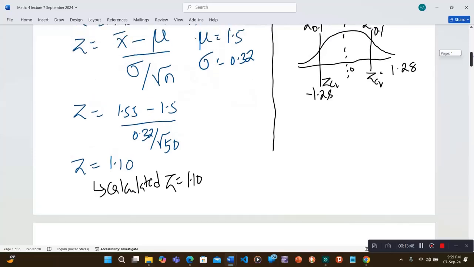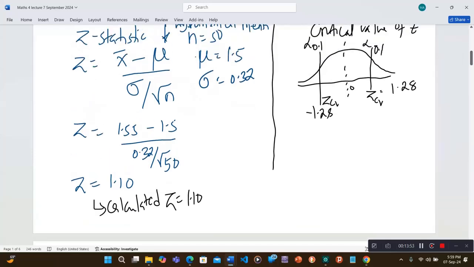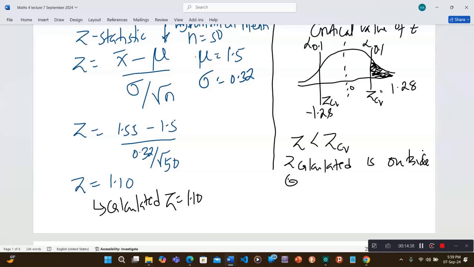So I'm going to compare my value of 1.1. I will see that the calculated value, the z statistic, is actually less than the z critical. So what does that mean? This is the rejection region, and we are beginning from 0, we go to 1 before we reach 1.28, so z calculated is outside the rejection region. If it is outside the rejection region, we therefore fail to reject the null hypothesis.